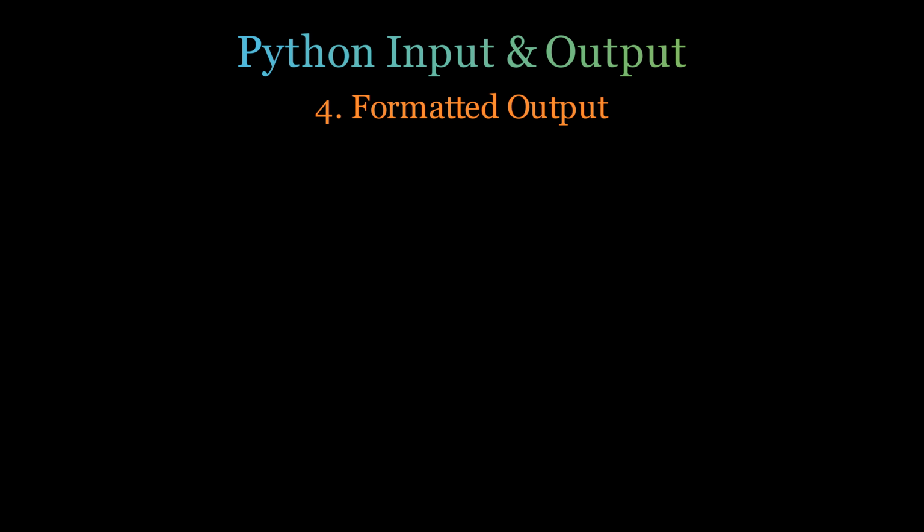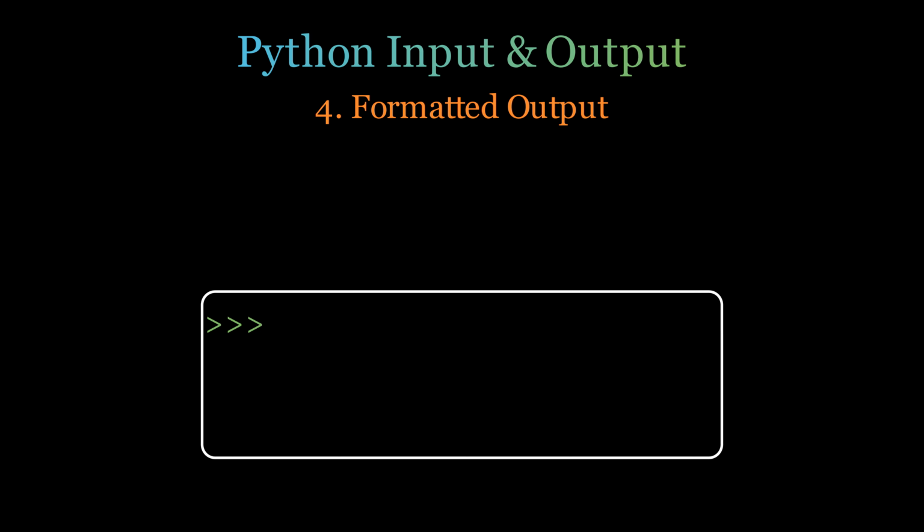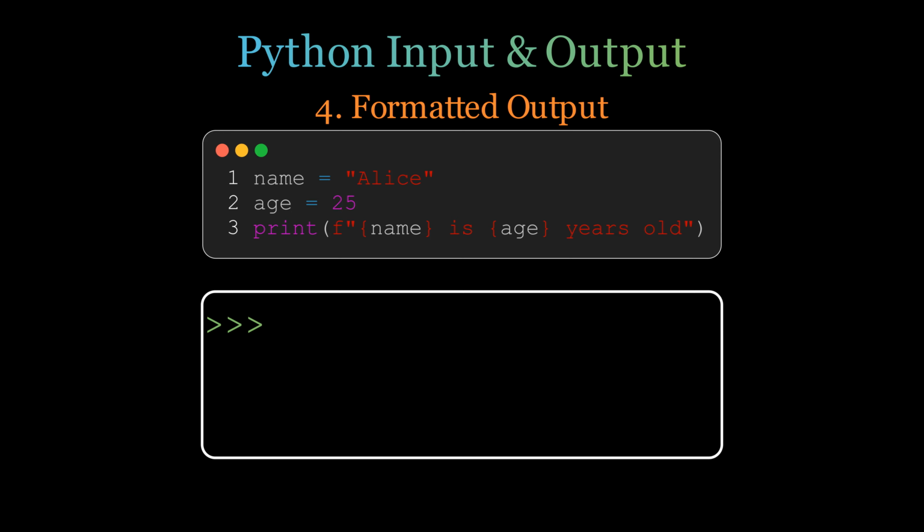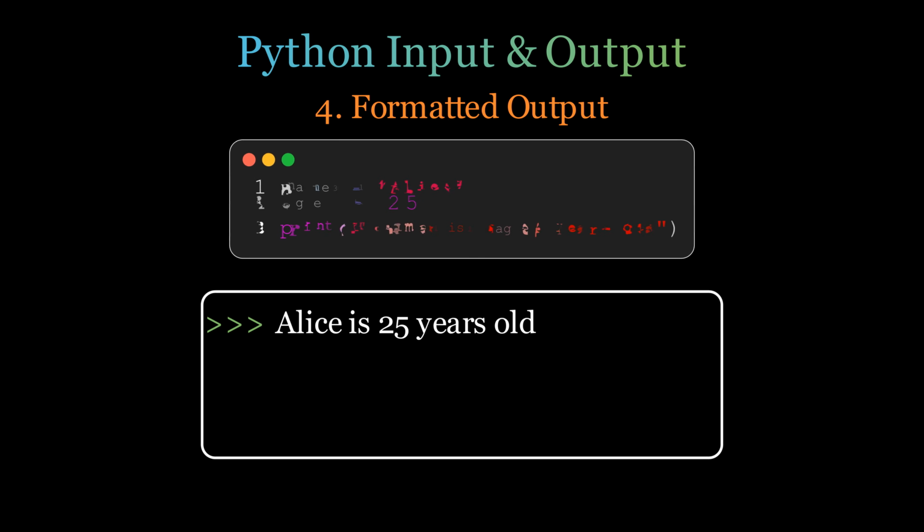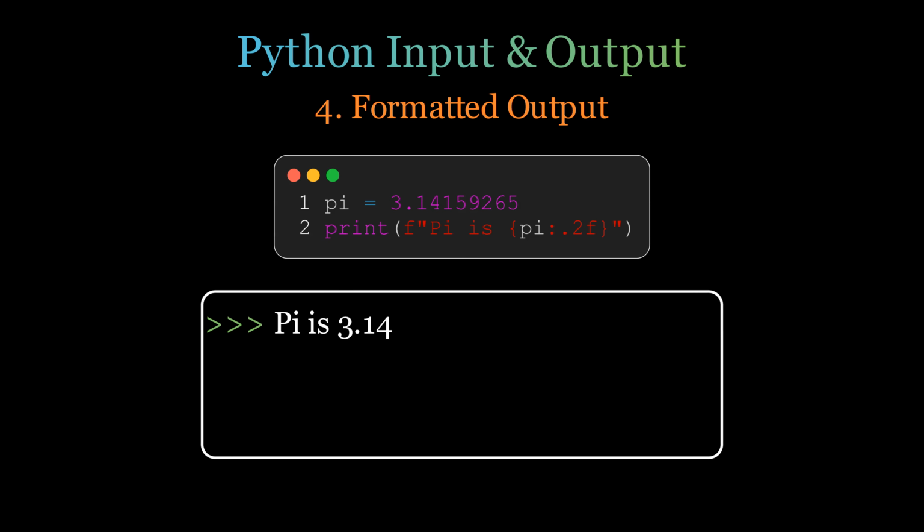Python offers several ways to format output. Let's look at f-strings, the most modern and convenient method. F-strings let you embed variables directly in strings. They're prefixed with f and use curly braces for variables. You can also format numbers. Here we'll display pi with just 2 decimal places.